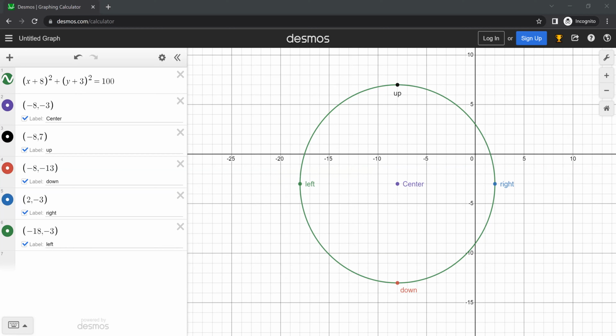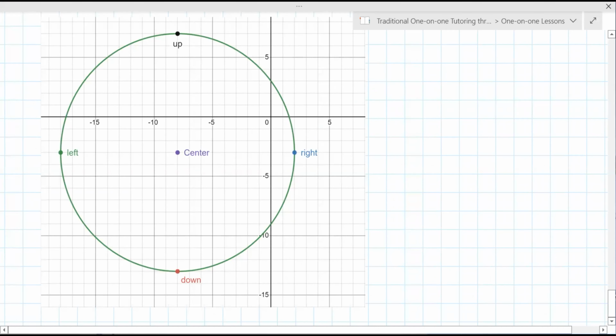And that's how it is. So here's what I'm going to do here. I'm going to go to the other screen, and I'm going to snip in the circle, which you'll see is already there. And then I'm going to label those points for you. So the one that's up is -8, 7. The one that's down is -8, comma, -13. The one that's to the right is 2, comma, -3. And the one that's to the left is -18, comma, -3.